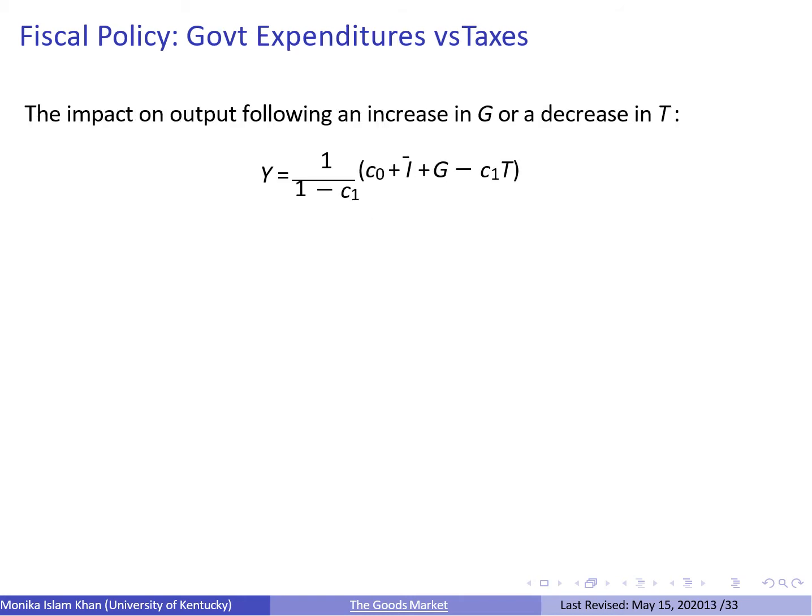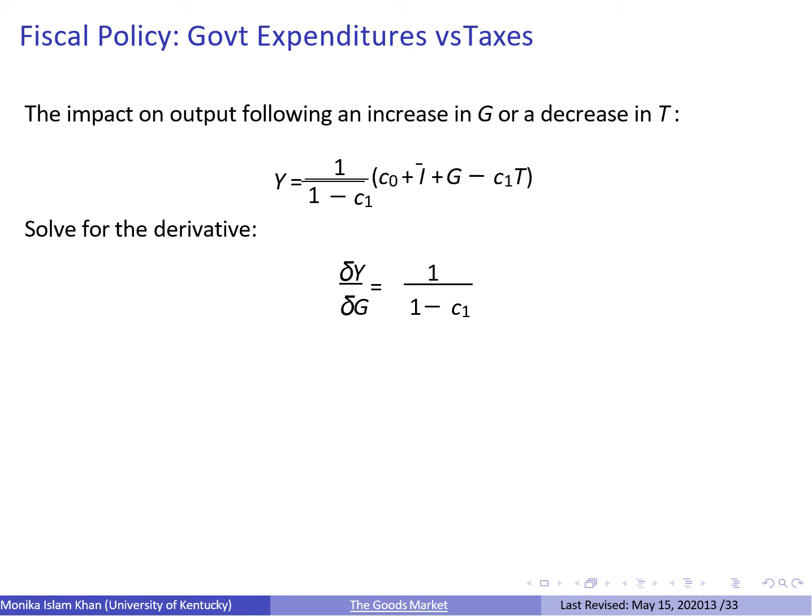Now the question may ask you to find out the effect of a simple increase in government spending or a decrease in taxes without mentioning how many dollars it increases by. If the question asks you something like that, then it's easier to find a derivative. So using the equilibrium output, we can basically find out the effect of a change in government spending on equilibrium output by differentiating Y with respect to G. And we get that the derivative equals 1 over 1 minus C1, which is equal to the multiplier effect.